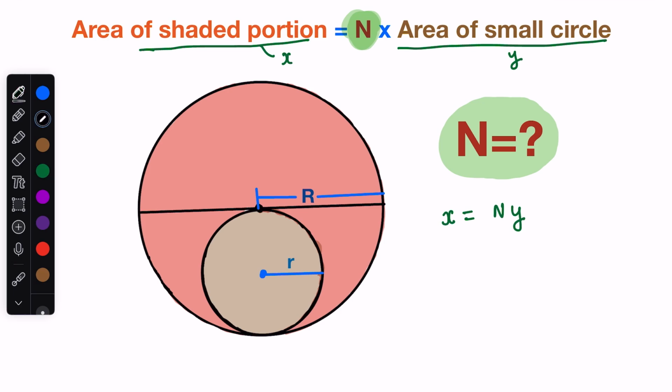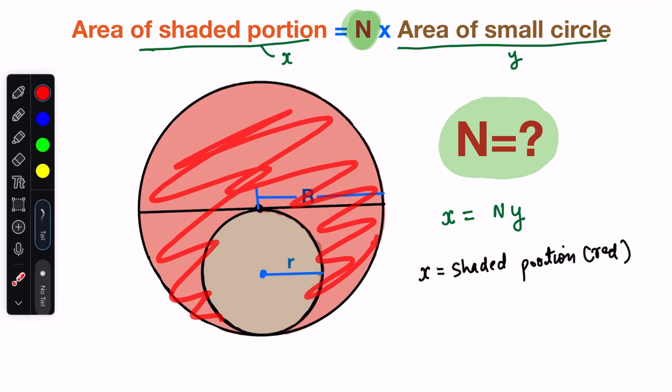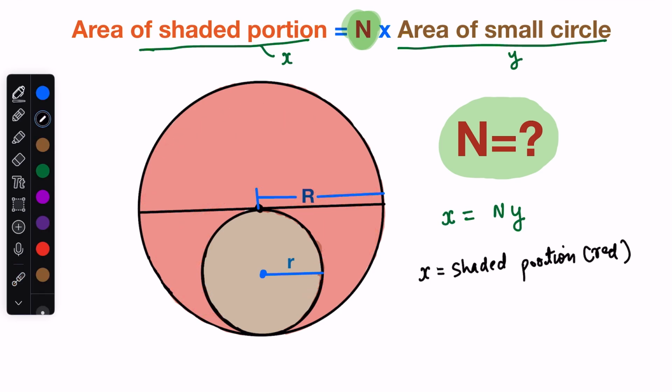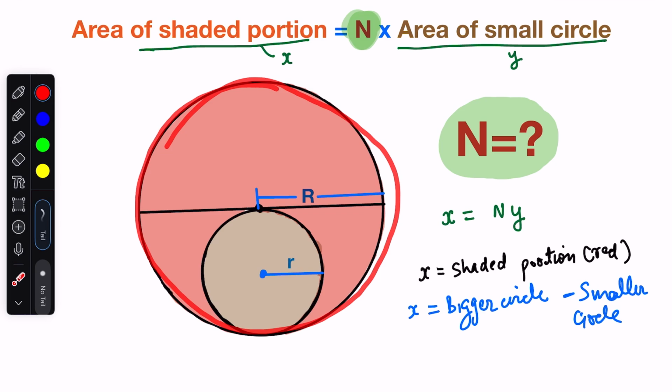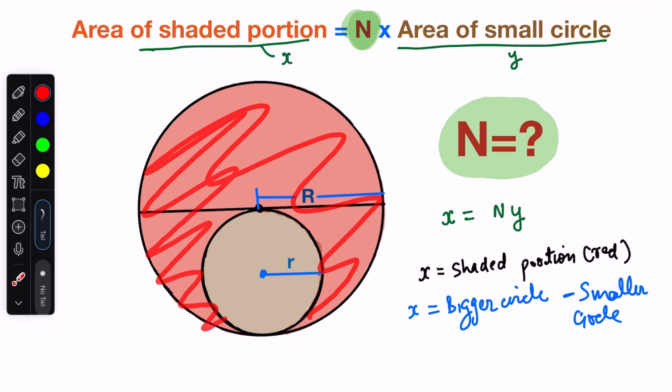X is equal to the shaded portion, the red shaded portion. This one. X is the red shaded portion. So we can see from the figure that this portion x is equal to the bigger circle minus a smaller circle. This bigger circle minus a smaller circle will give this red shaded portion.